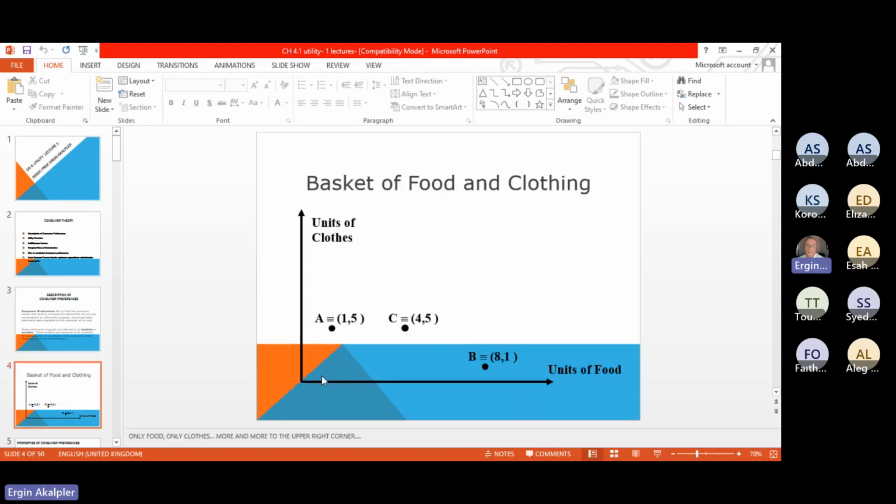When we look at the combinations that we have here, there are three different people and three different combinations. As you look at these combinations, consumer A prefers more clothing than food, consumer C prefers more food than clothing, and consumer B prefers more food than clothes.